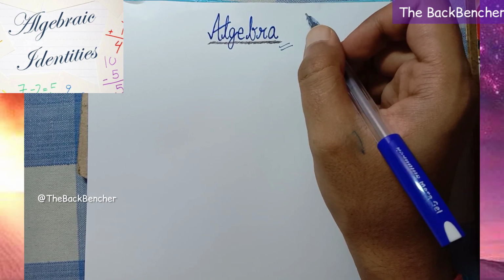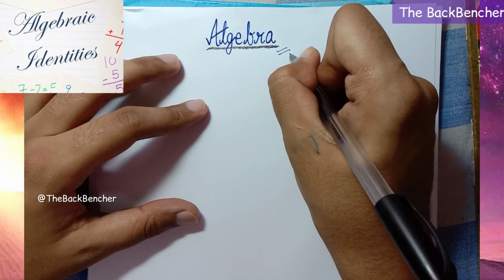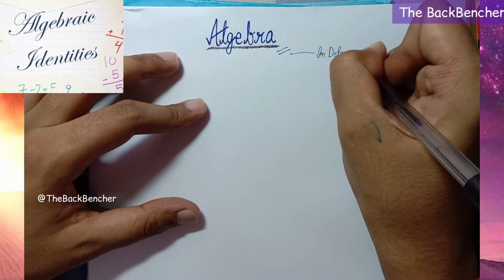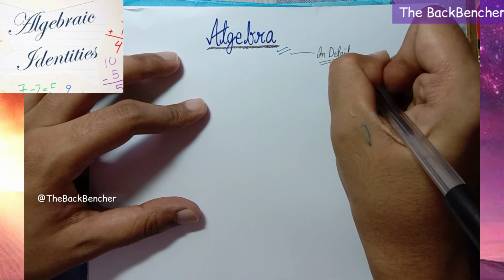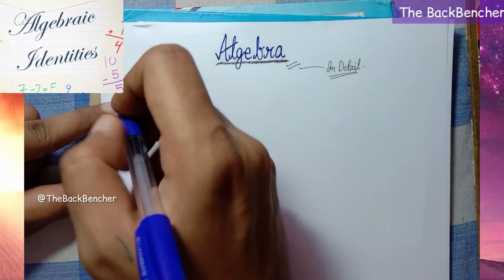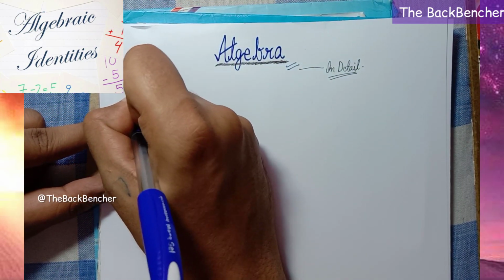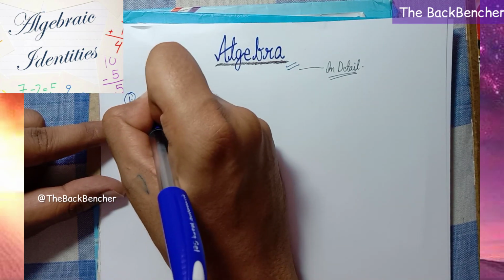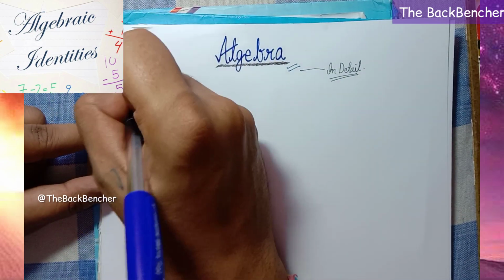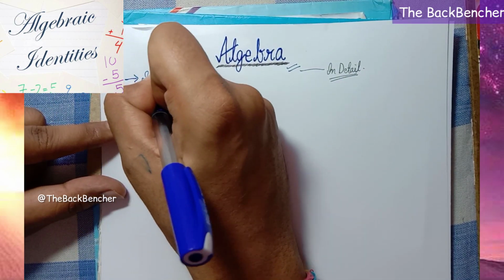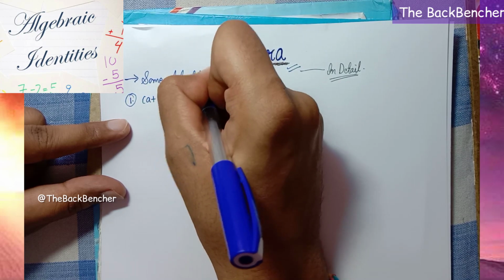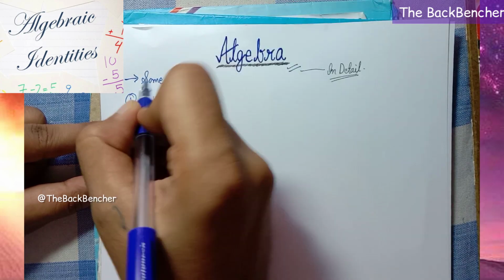This is very important in various competitive examinations. In the previous class we learned this, not in detail, but in this class we will learn it in detail. The first part is algebraic identities. We will begin this class with some basic identities. First of all is a plus b whole square. That is an identity. There will be almost 15 identities.